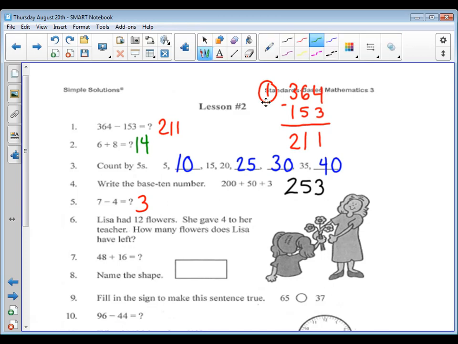Number 6, Lisa had 12 flowers. She gave 4 to her teacher. How many does she have left? If she had 12 flowers and she gave 4 away, this is a subtraction problem. And this is one that we can solve in our head, hopefully. 12 minus 4 is 8. She had 8 left.